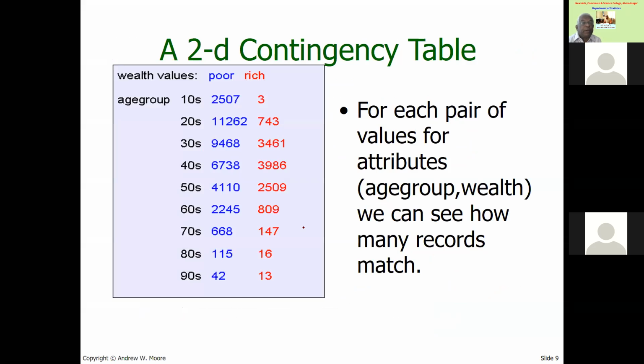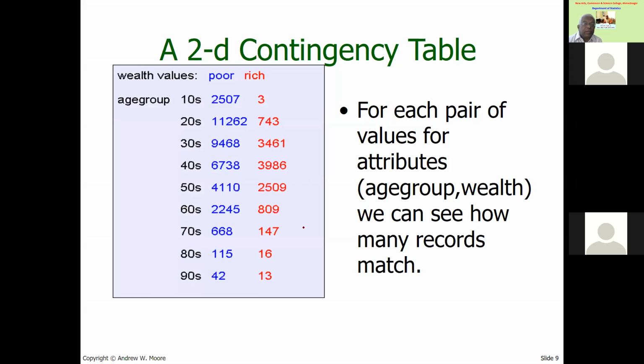A two-dimensional contingency table. See, this is a two-dimensional contingency table. Why is it called a two-dimensional contingency table? Because one dimension is age group, another dimension is wealth. And according to age group, according to wealth, you are classifying the record. So you will see that in age group 10, poor people are 2,507, rich are only 3. Age group 20, poor are 11,262, rich are 743.